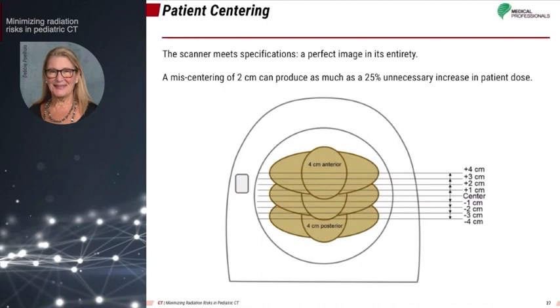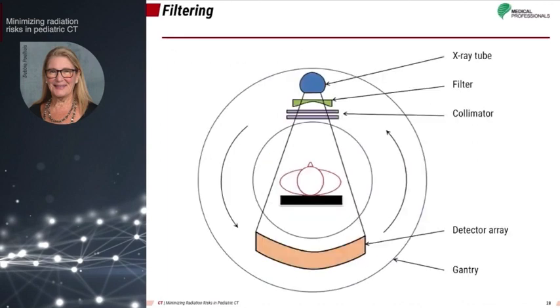When we talk about filters or filtering, the flat filter attenuates low-energy X-rays that increase the dose to the patient without contributing to image production. This thin metal blade provides a narrow radiation spectrum, which is close to monochromatic. Here we can see a filter.